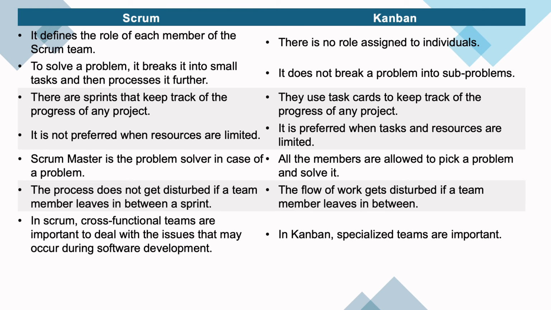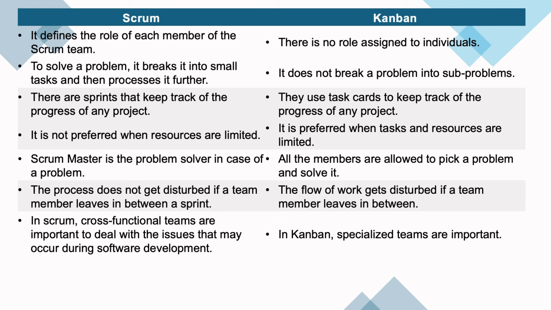Scrum is not preferred when resources are limited, because each of these members is given a fixed role, and you keep on doing sprints of 2 to 4 weeks. Once the sprint review is passed, a new sprint is started, and if the sprint does not pass, then the sprint is restarted, right? So it's not preferred when resources are limited. But in Kanban, if you have tasks and your resources are limited, then you can use Kanban, because there is no iterative approach, so it takes less time to do the work.